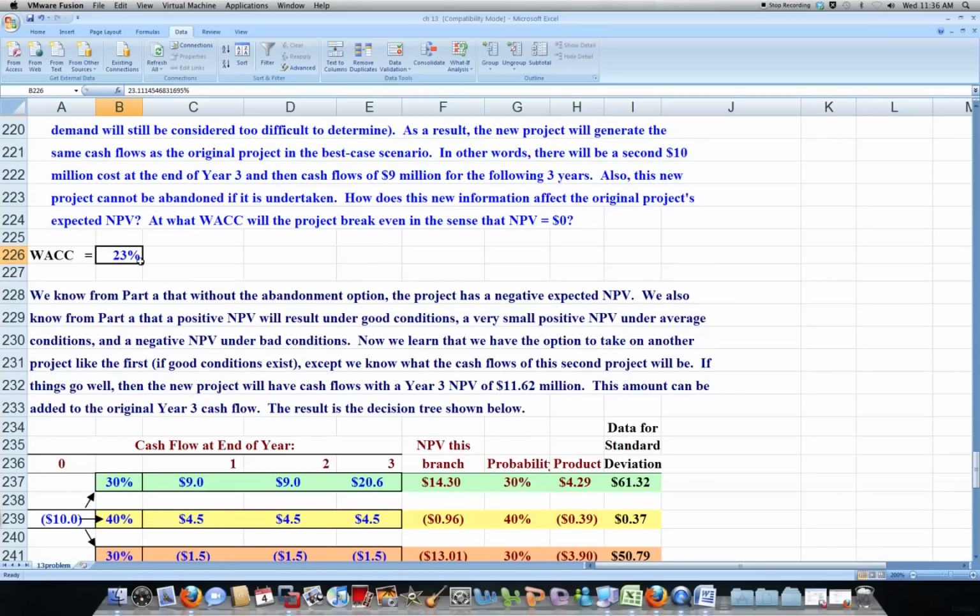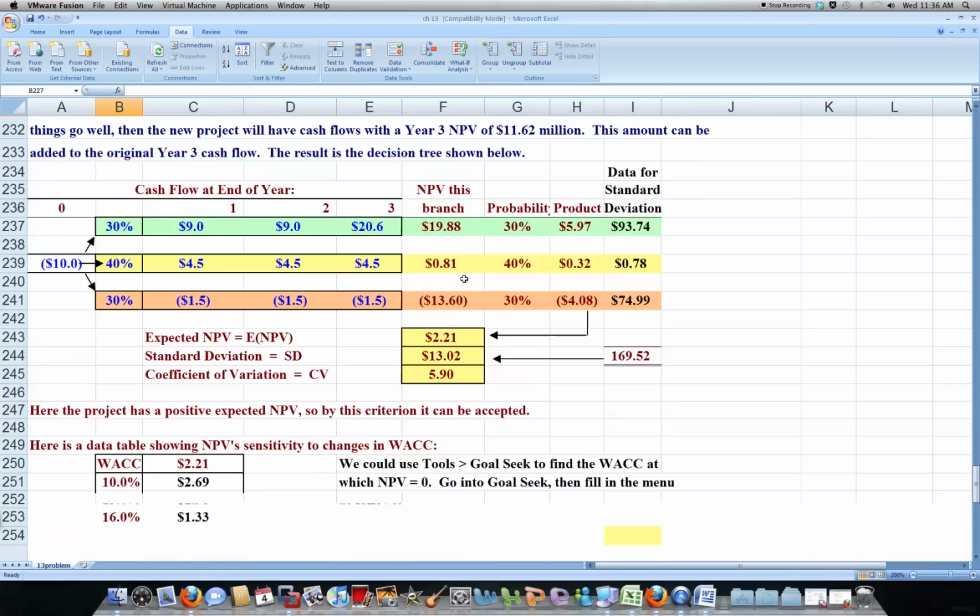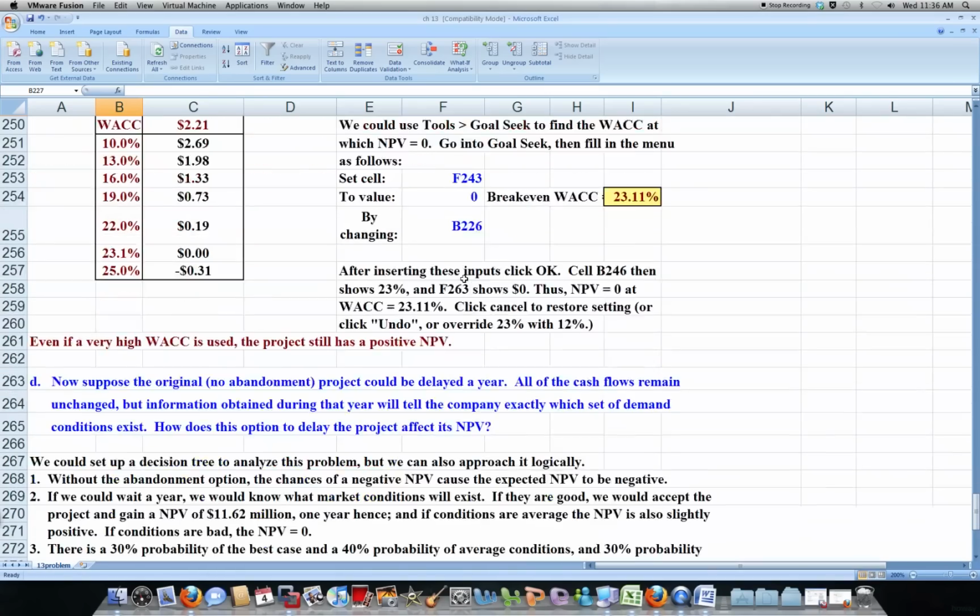Now, before you finish one, you want to go back and change this cell to your original 12%. So we have that. Okay.